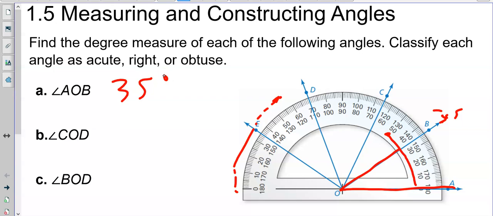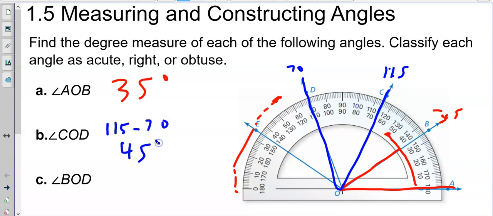All right. COD. Well, for COD, we have C, then O to D. Now, this is a little bit different because it's not starting at 0. So if you look, this one is 70, and this one is 115, if you're looking on the outside numbers. So 70 and 115. If you do 115 minus 70, you get 45 degrees.